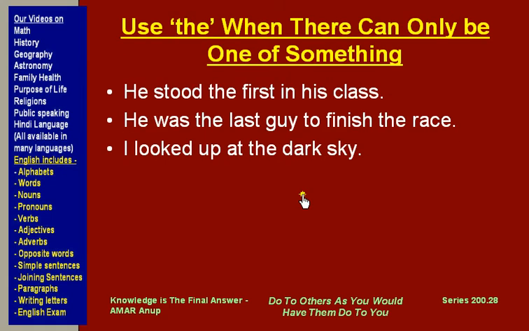Next, we are looking at where you can use the. Next one is we can use the when there is only one of something. When we are sure that there is only one of something, we use the. Examples, he stood the first in the class, or he stood the first in his class. There can only be one first, so it's something which can only be one. So we say the first, he stood the first in his class. We will see more examples of this later.